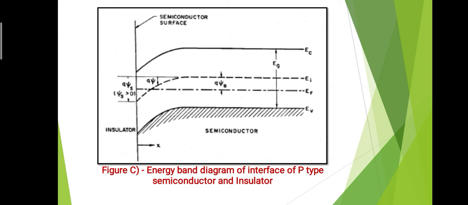Next, we know that there is a formation of the junction, but what happens when the semiconductor and insulator get in contact with each other? This situation is shown in this figure, the energy band diagram of the interface of a p-type semiconductor and insulator. Here we consider only the p-type semiconductor and insulator. On the right hand side there is the semiconductor material and on the left hand side there is the insulator material. Again in the semiconductor we have the valence band, conduction band, intrinsic level and Fermi level, and here we consider the p-type material, so the Fermi level lies towards the valence band. Q phi b is the work function of the semiconductor.